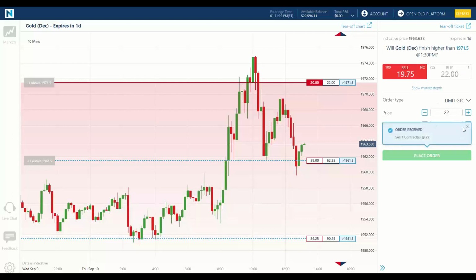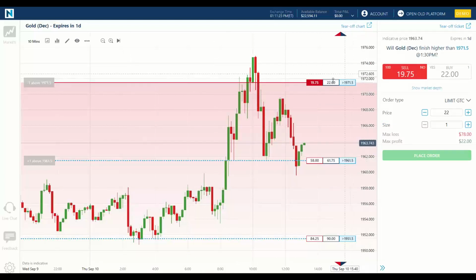Okay, and there you see my order. And again, this is a demo environment. I don't know who's looking here and if those will trade. If I were to sell one at 22, I'm collecting $22. If it stays at 1971.50 or lower, it stays in this red area, this contract will go to zero and I will have profited $22. I sold it at 22 and it goes to zero.